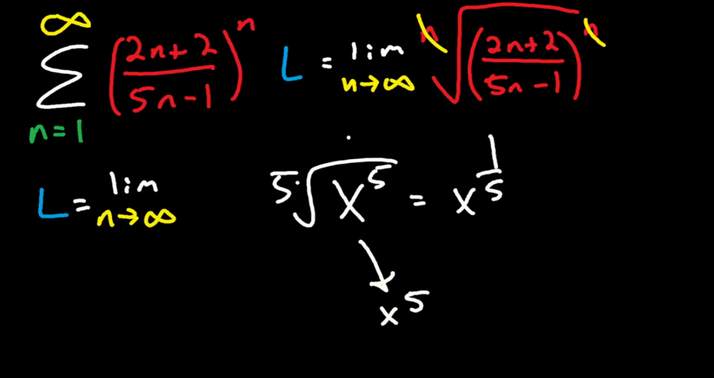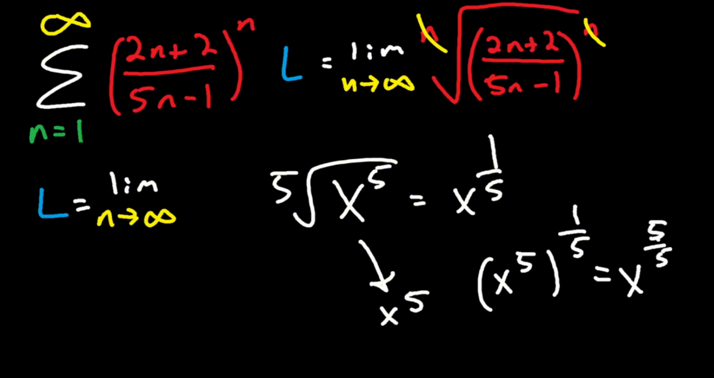So, if we take the fifth root of everything, then we technically have x to the power of 5, to the power of 1 over 5. And since we have exponents on exponents, we need to multiply these exponents together. If we multiply 1/5 by 5, we get 5 over 5, which is equal to x to the power of 1, which is equal to x.